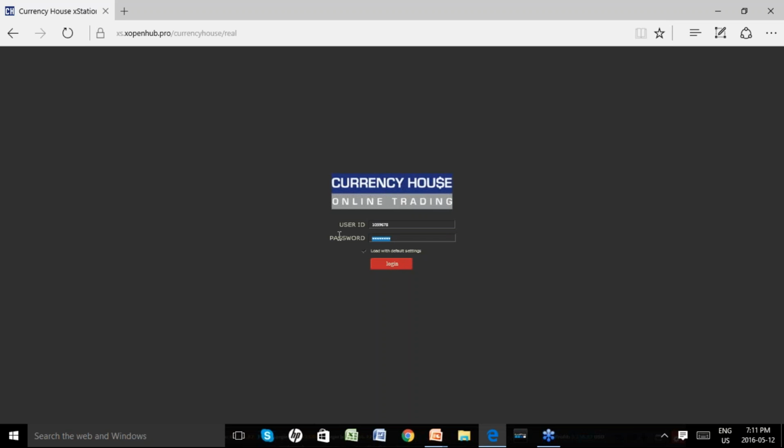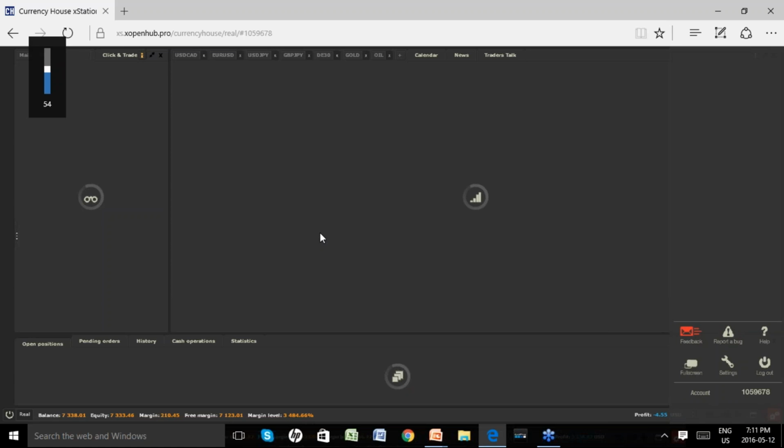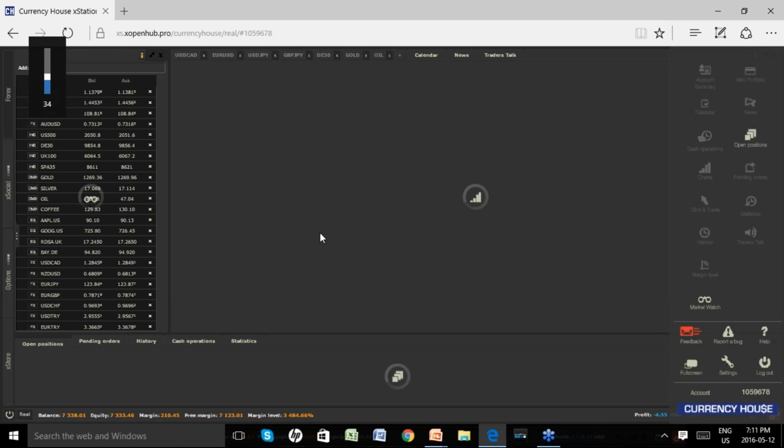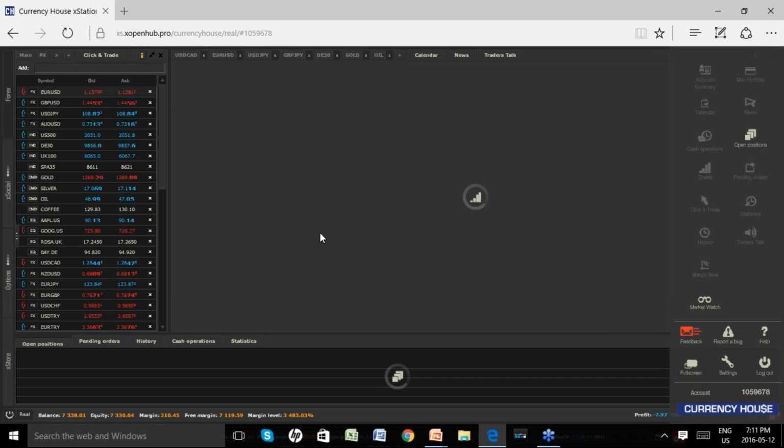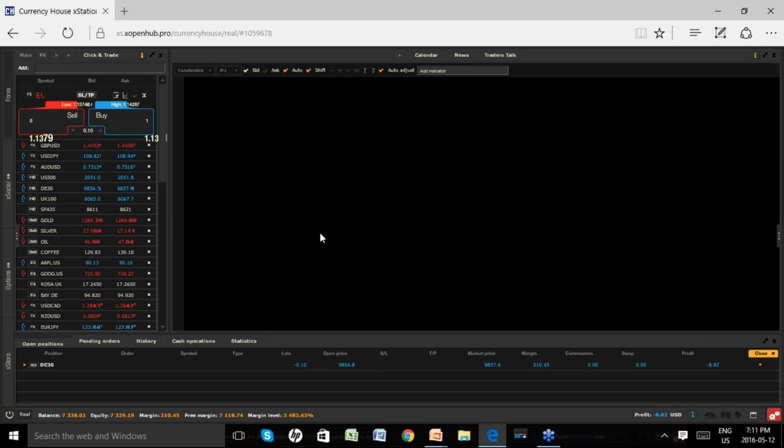Oh, give me a second here. I think I hit too many buttons. Okay, so user ID and password. All right, so we've got our screen slowly loading up here.